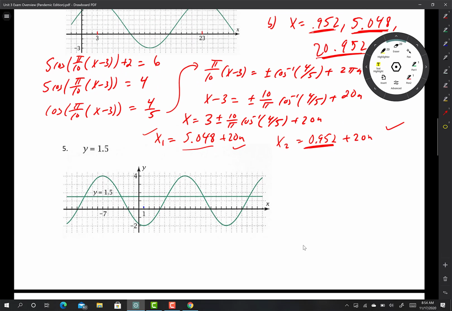All right, on this one, guys, I see a max at -7 and a min at 1. So then I know that I have another max at 9 because the distance between -7 and 1 is 8.